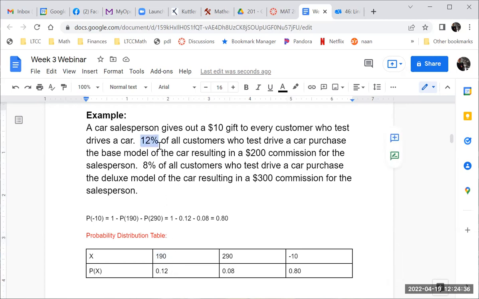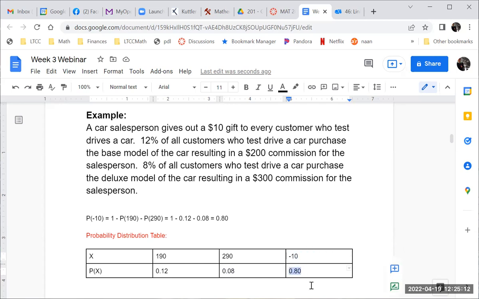So you have to know how to turn percents into decimals. Probabilities are decimals, and that is 0.12. Then 8% got the deluxe model. So that's 0.08 for the deluxe model. So don't forget, always when you're given a percent, you want to turn it to a decimal, you've got to move the decimal over twice, so we get that 0 there. It's definitely not 0.8, you have to do 0.08. All right, and for nobody buying, I got 0.8.